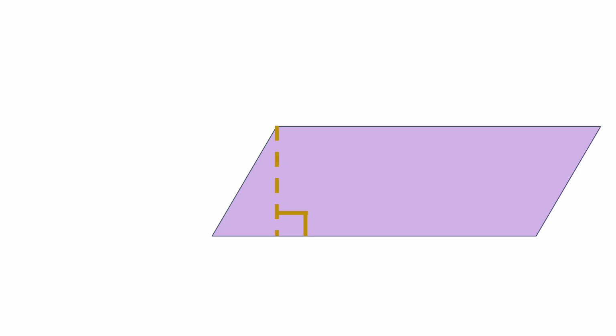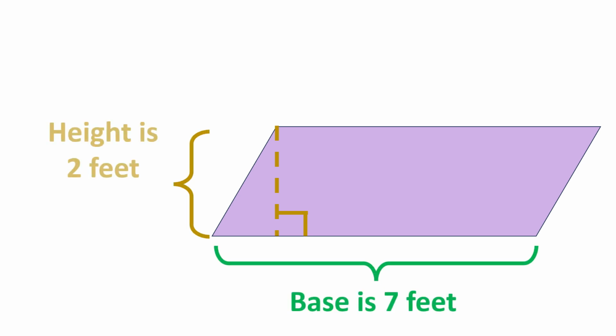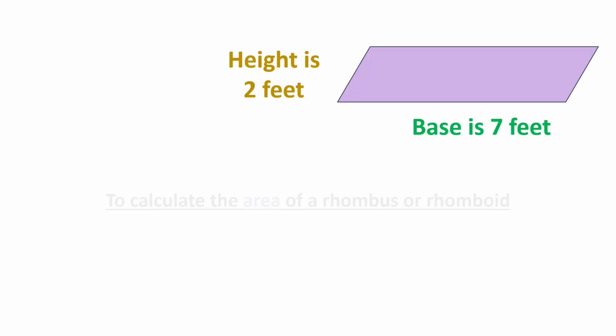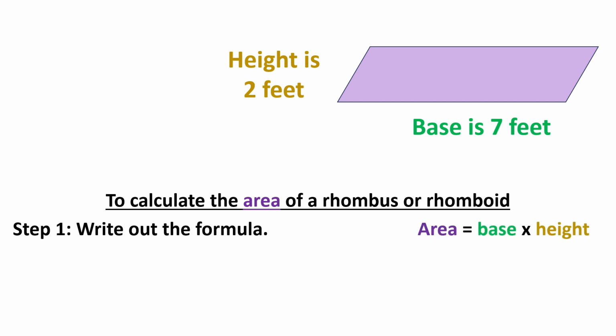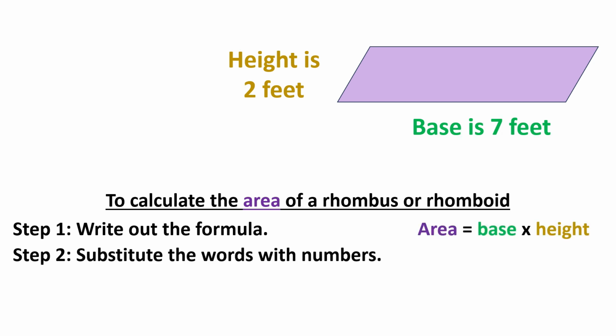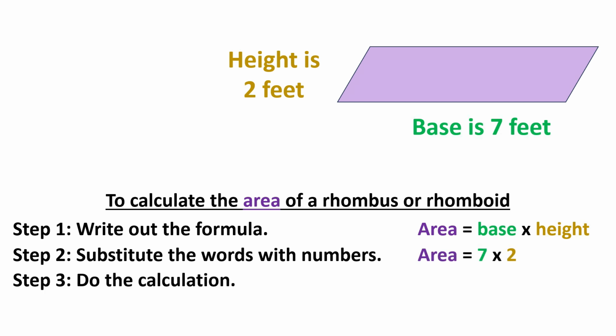Here's a rhomboid. The base is 7 feet. The height is indicated by this dashed line, which is 2 feet. To calculate the area of a rhombus or rhomboid, we do 3 steps. Step 1. Write out the formula. Area equals the base times the height. Step 2. Substitute the words with numbers. In this case, the base is 7 and the height is 2. Step 3. Do the calculation. 7 times 2 equals 14. So the area of this rhomboid is 14 square feet.